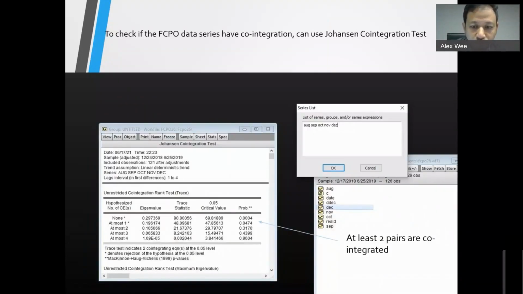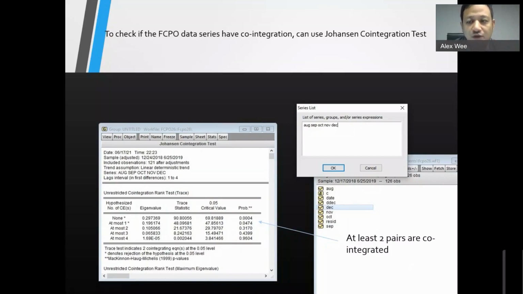If you dig further, it shows that August, September, October, November, December, different months of FCPO, and this equally applies to FKLI, have at least two pairs that are co-integrated. That means you can do intermarket modeling on these pairs. At the same time, you can also do spread trading on these pairs. It has two different applications if they are proven to be co-integrated. Johansen's co-integration test is the proof of whether they are co-integrated or not. So this proves that at least two pairs are co-integrated.